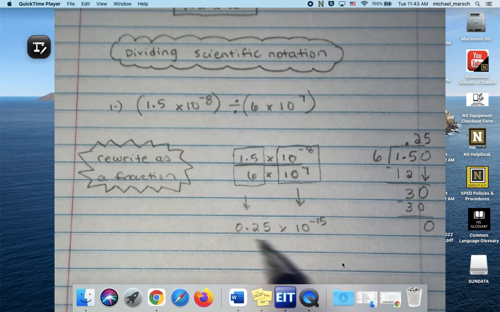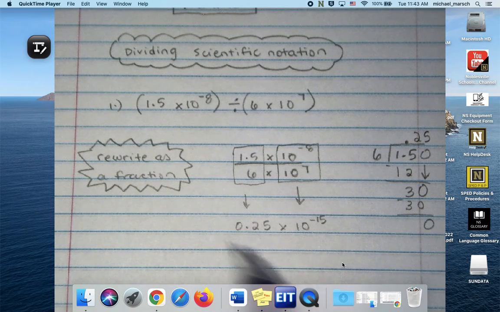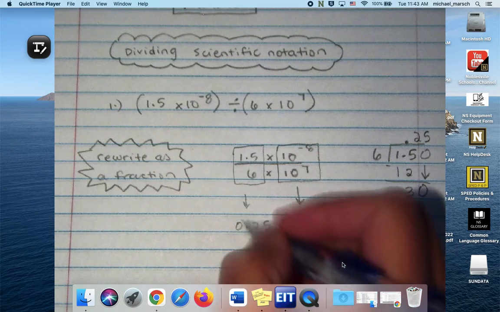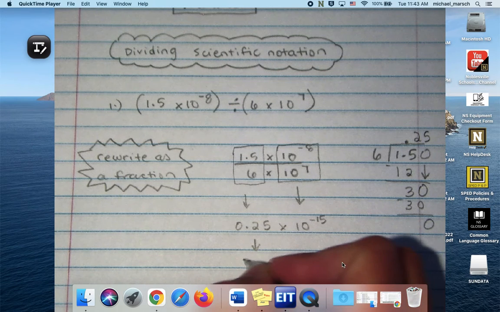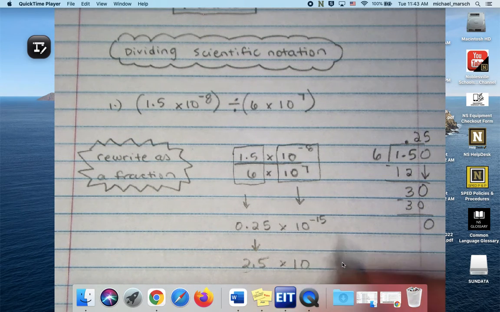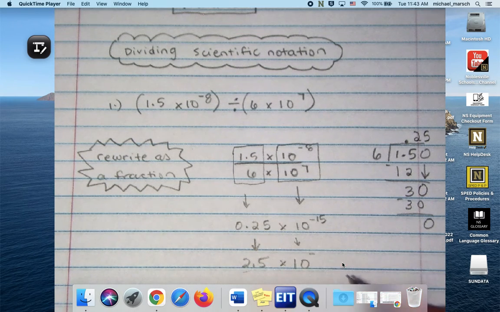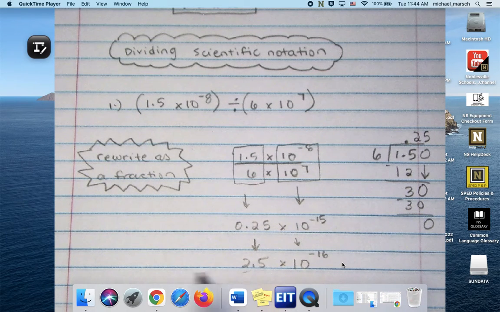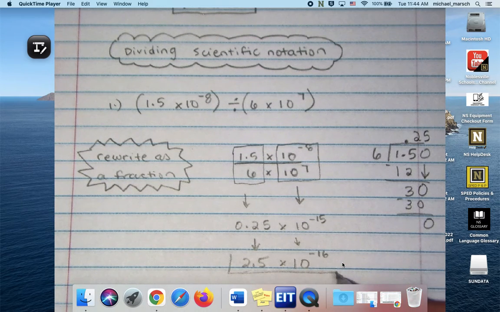So then you should see here, oh, this is not in proper scientific notation. So I have to change this to 2.5, which means now I have an extra loop to the left. So what will my exponent be? Negative 16, because I have an extra loop to go. I know it seems strange because I'm adding, but I'm going to a negative, and it needs to go 16 loops now instead of 15. So this would be my answer here.